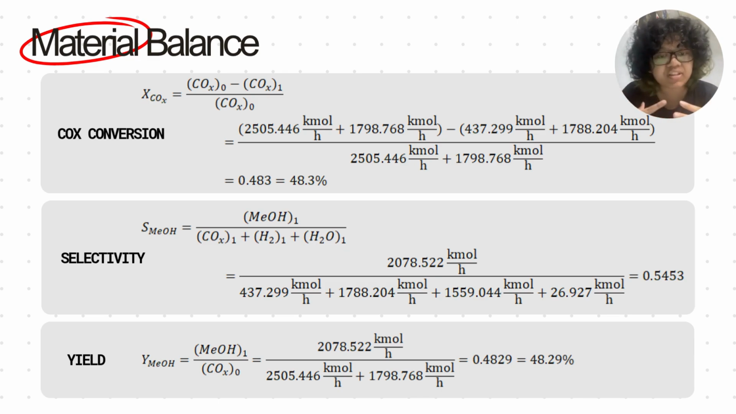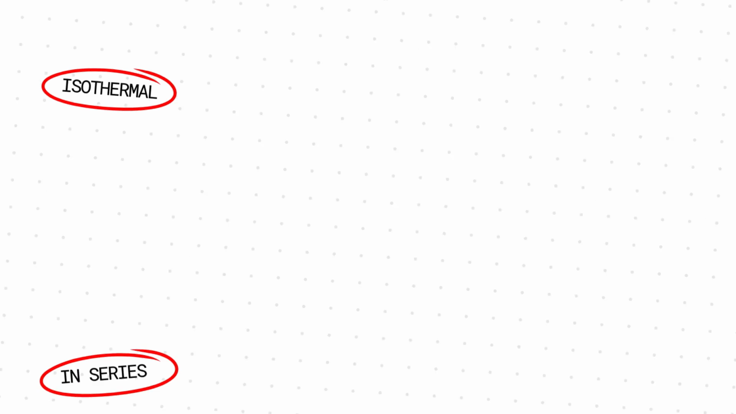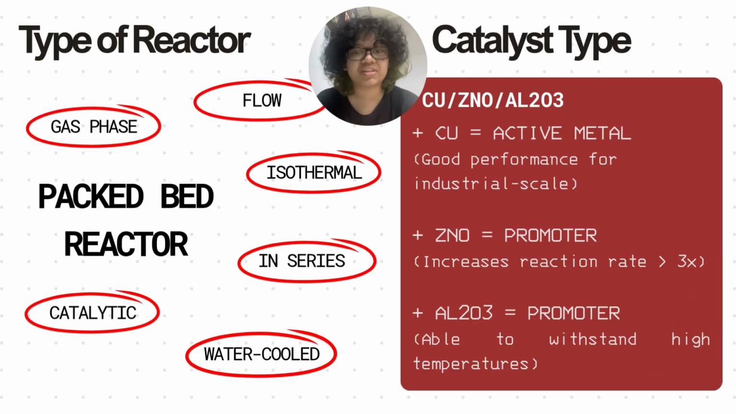Then we can see the selectivity of methanol produced versus the non-methanol products, which we calculate by combining the carbon oxides, the hydrogen, and the water. And we can see that it's 0.5453, which is less than 1. So it's not as selective towards methanol. For our yield, which is the methanol produced divided by the carbon oxides that we used, it's 48.29%, which matches literature and industrial results.